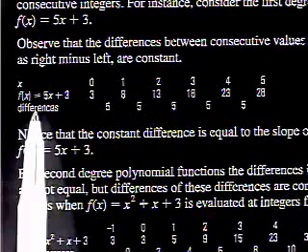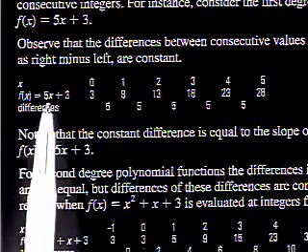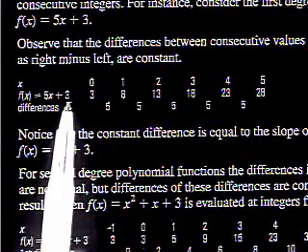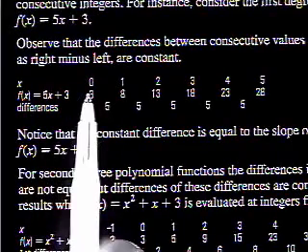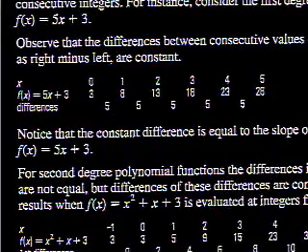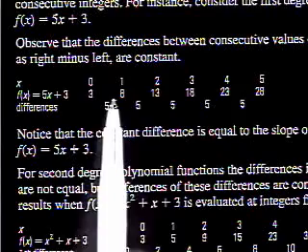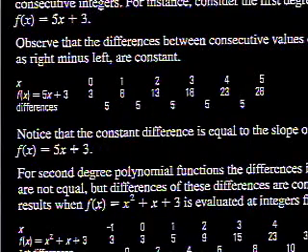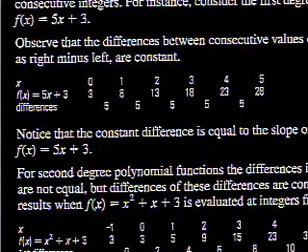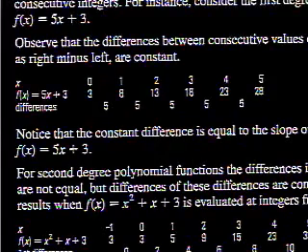What we have here is a linear function, y equals 5x plus 3. And we've picked some x values, 0, 1, 2, 3, 4, and 5. Plug them in, and these are the values that we came up with: 3, 8, 13, 18, 23, and 28.